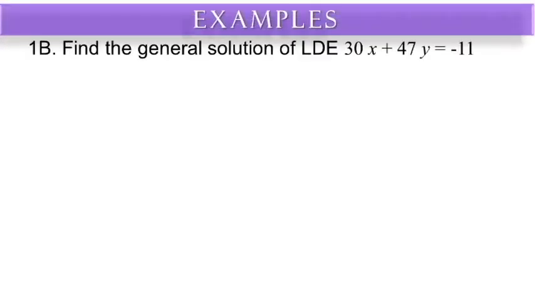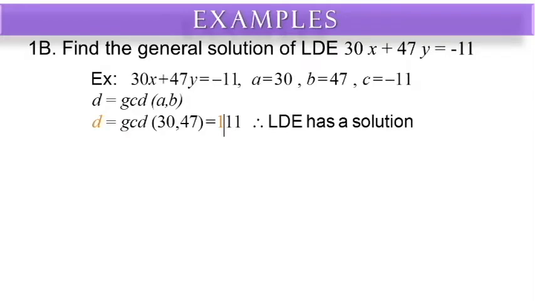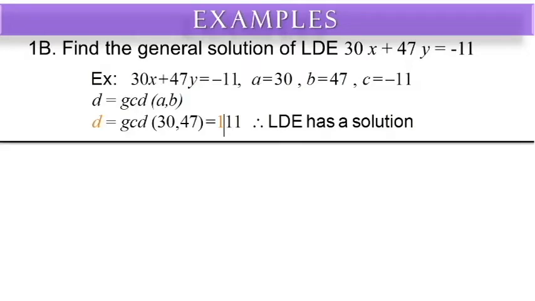Example 1b. So let's find the general solution of LDE 30x plus 47y is equal to negative 11. So we have a is equal to 30, b is equal to 47, and c is equal to negative 11. So we have d is equal to the GCD of a and b, which is 30 and 47, and their GCD is 1, and 1 divides 11. Therefore, our LDE has a solution.